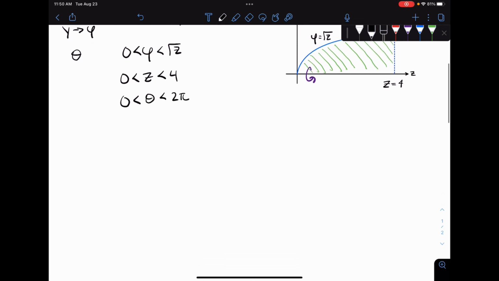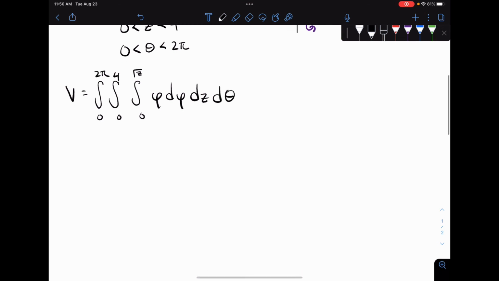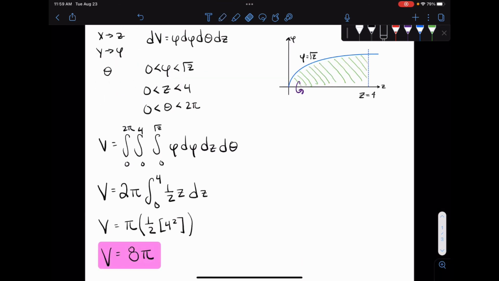And we're going to have to set up our triple integral again. 2 pi, 4, and root z are top limits. And 0, 0, and 0. And we're going to take a moment and solve this integral. As you can see, the answer is V equals 8 pi.